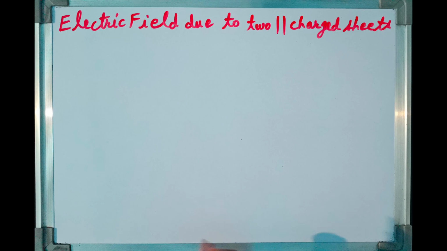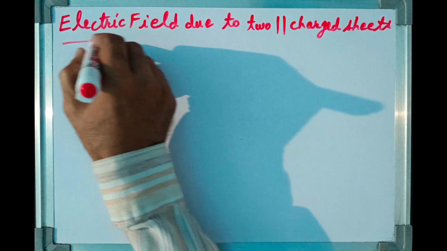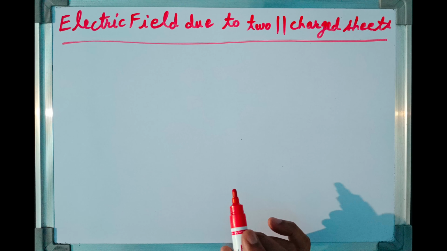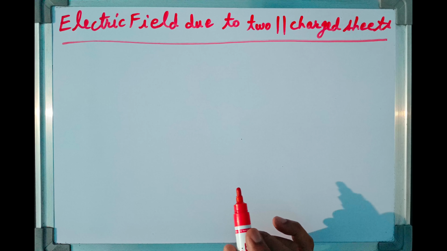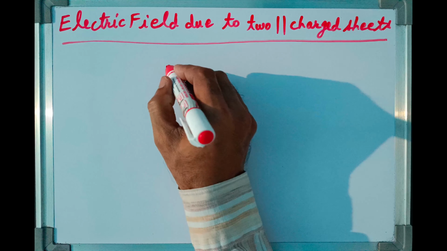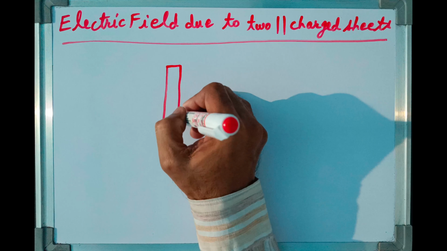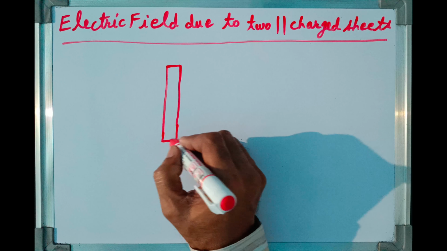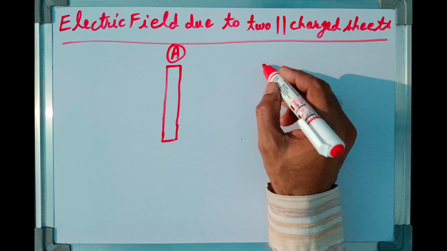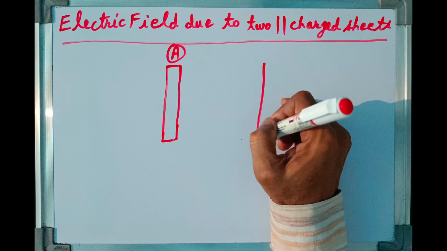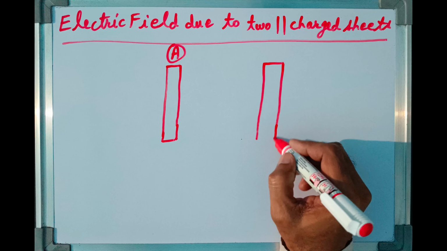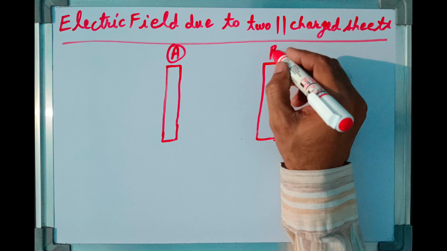In this video, I will share how to derive an expression for electric field due to two parallel charged sheets. Let us suppose these are two sheets which are parallel to each other. Let me call this sheet as sheet A, and there is another sheet placed near it. Suppose this sheet is sheet B.